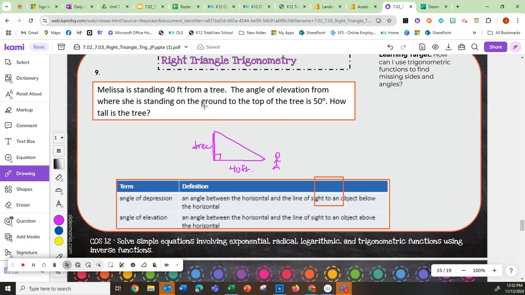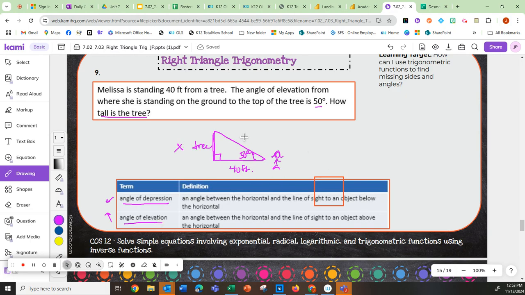It says the angle of elevation, and I snipped this from somewhere on the internet. Angle of depression, you're looking down. If you're depressed, you're down in the dumps. Angle of elevation, you're looking up. So this is Melissa. We'll draw her some hair. She is looking up at an angle of 50 degrees. How tall is the tree? So we're looking for X.